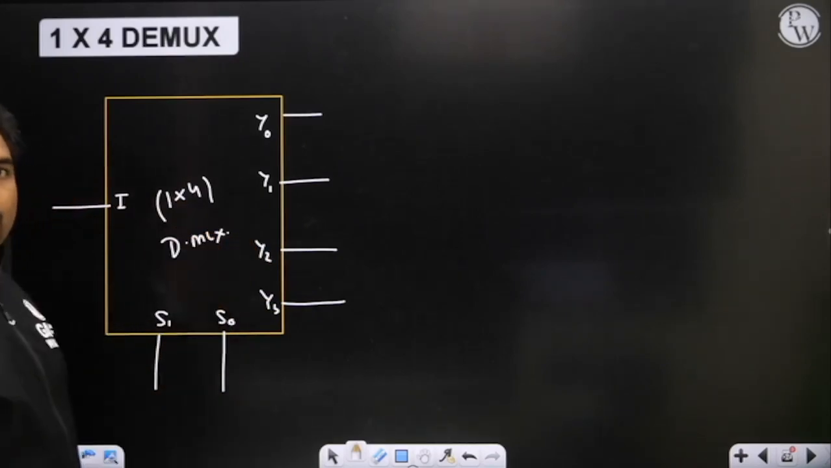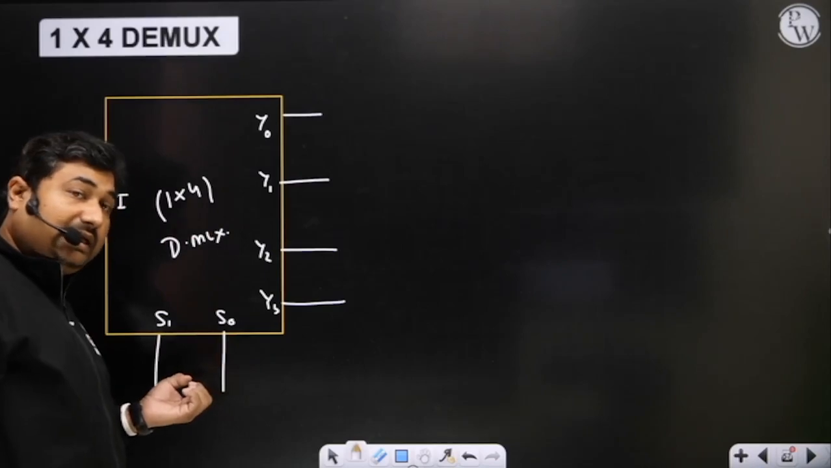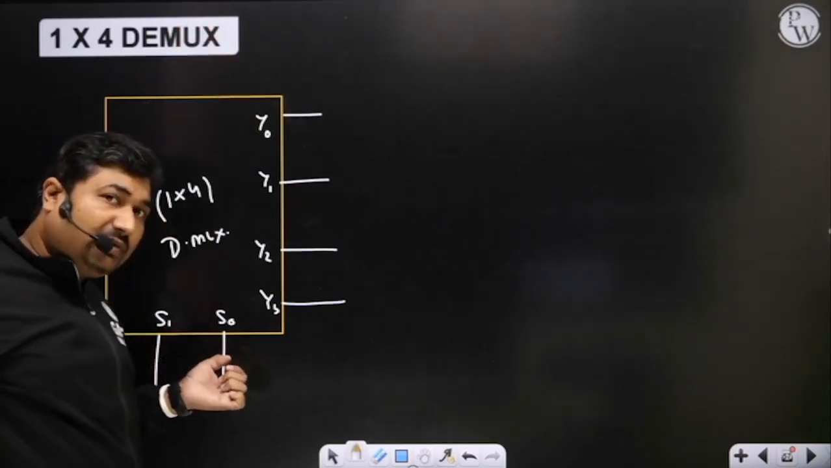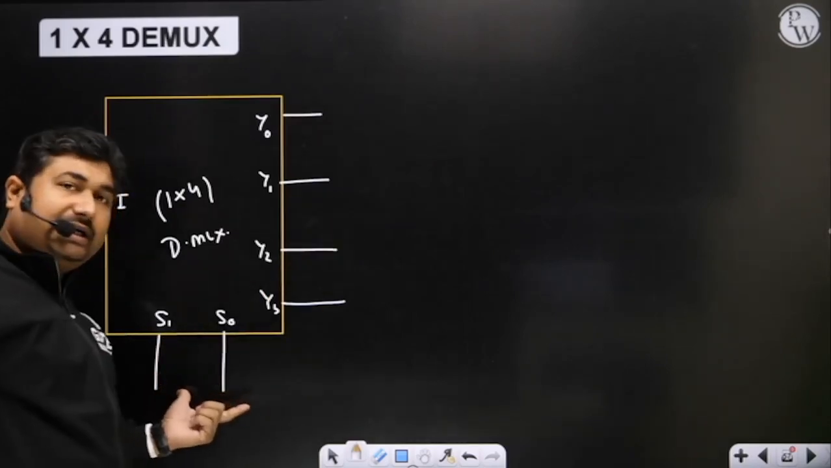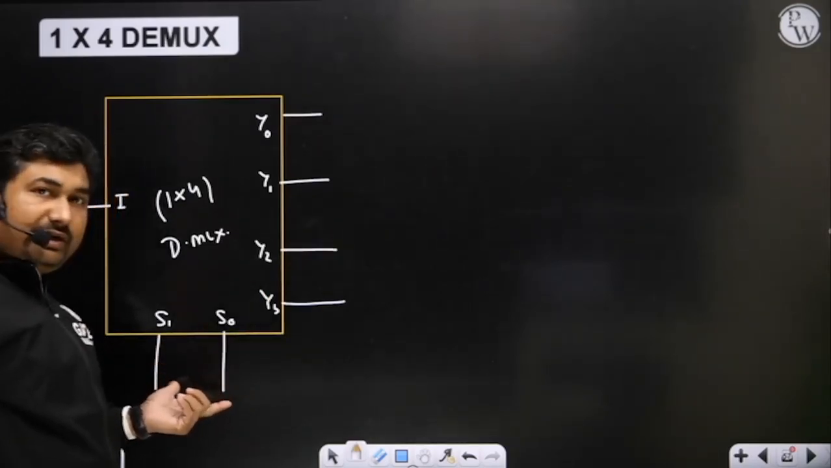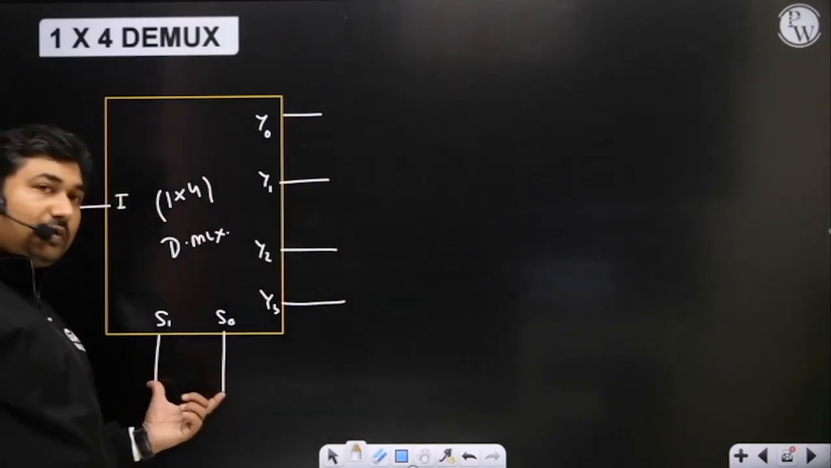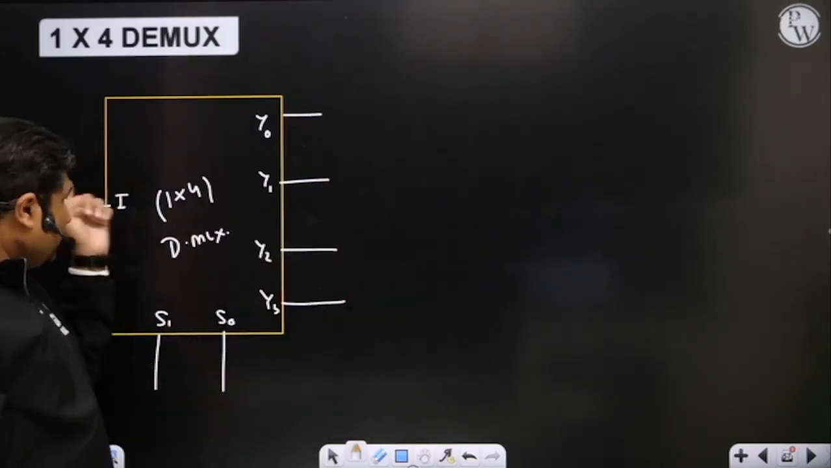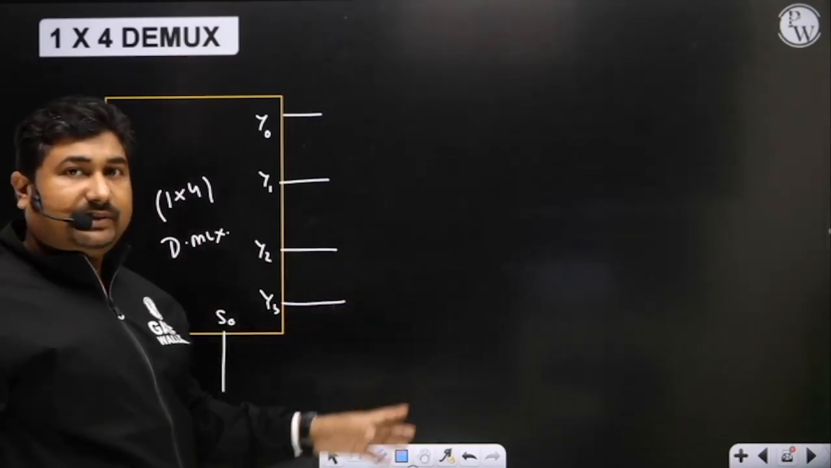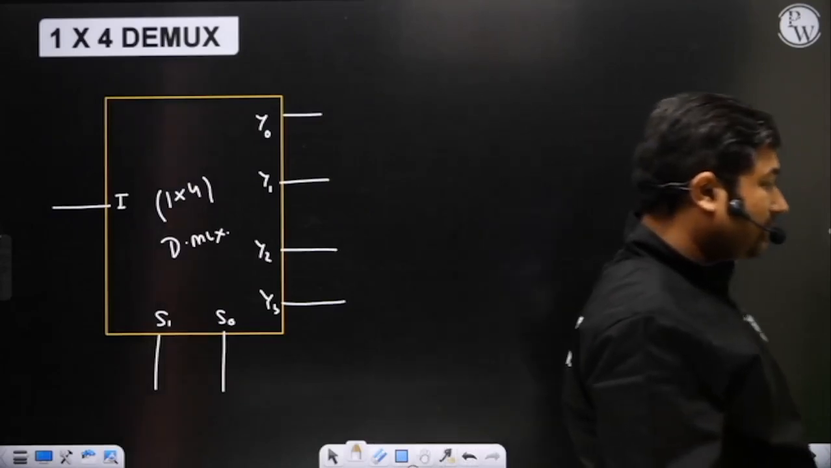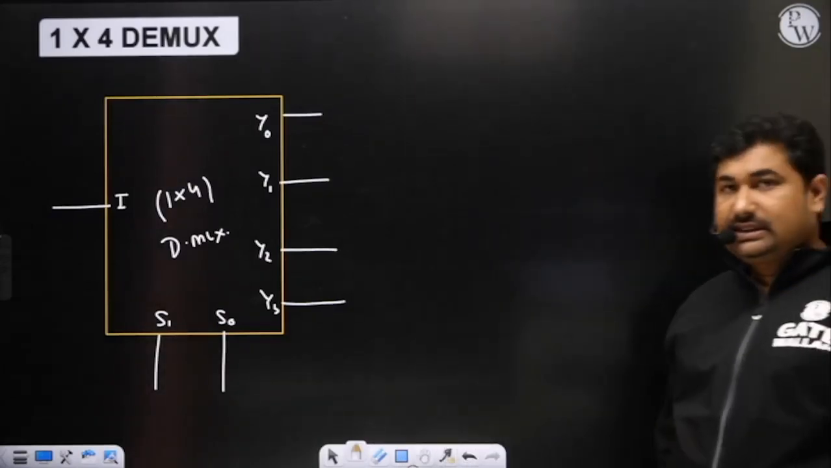Do you know about the input-output relationship? Yes, sir. When you choose the select lines as 00, then information I is transferred to the Y0 pin. When you select 01, binary of 1, whatever information is on I is transferred to Y1. On 10, it is transferred to Y2. On 11, it is transferred to Y3. Is it okay? Yes, sir. Hoping up to this part, everything is clear.